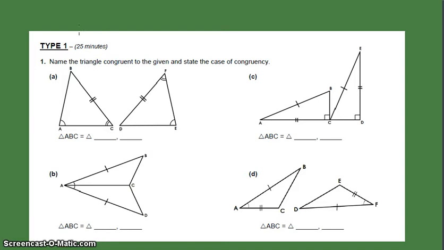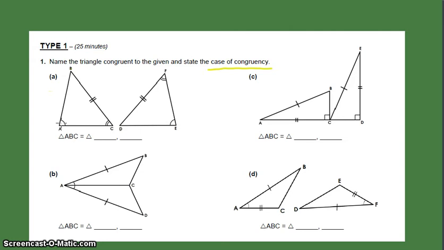Okay, so here we have four problems on identifying if two triangles are congruent. So the problem is, name a triangle congruent to the given and state the case of congruency. So the cases of congruency are SAS, SSS, ASA, AAS, and HL theorem. So let's apply the postulates and the theorems here.